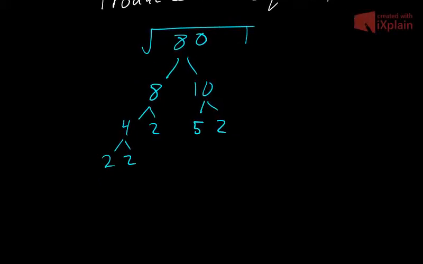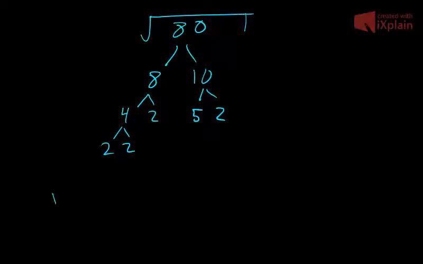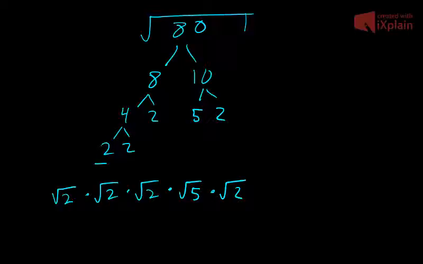So that should be at a point now where I can start looking at this and regroup these as their own little square roots. So I know that the square root of 80 is going to be the same as the square root of 2 times the square root of 2 times the square root of 2 times the square root of 5 times the square root of 2. And I found those numbers because those were the numbers at the bottom of my tree: 2, 2, 2, 5, 2. And just like that, I am ready to try to simplify.